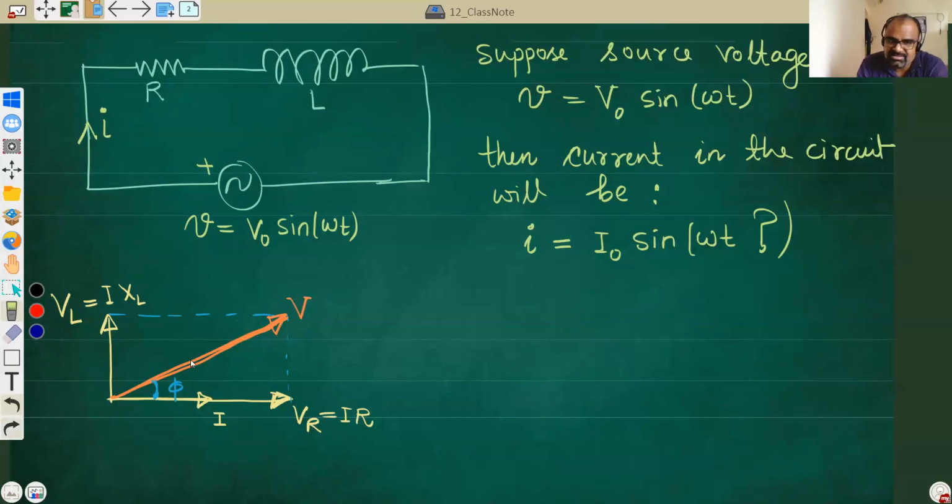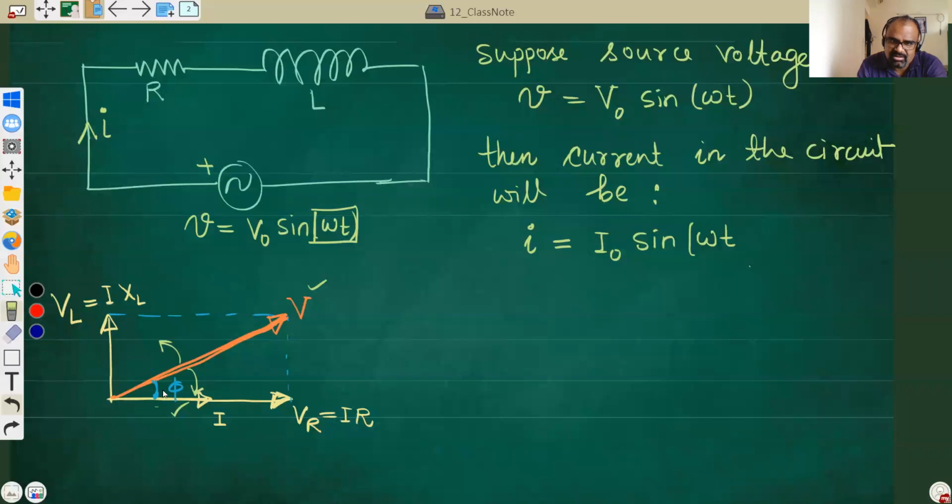So current is behind the voltage by how much angle? By phi. So if the phase angle of voltage is omega t, then the phase angle of current will not be omega t, rather it will be omega t plus phi. Plus phi. Seriously. Check again. Where is current? This is current. Where is source voltage? This is source voltage. Is the current phase angle smaller than voltage? This way it is smaller, no? That way it would have been bigger.